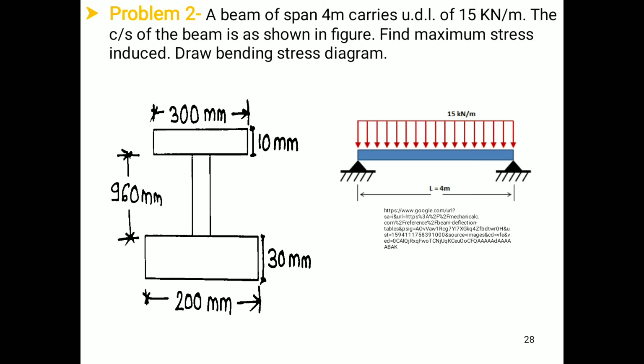Now, as per the statement given in the numerical, we have a beam of span 4 meter which carries a UDL of 15 kN per meter. Now, this is a beam which is simply supported over the two supports and it has length equal to 4 meter. And this particular beam is subjected to a uniformly distributed load and the intensity is 15 kN per meter.